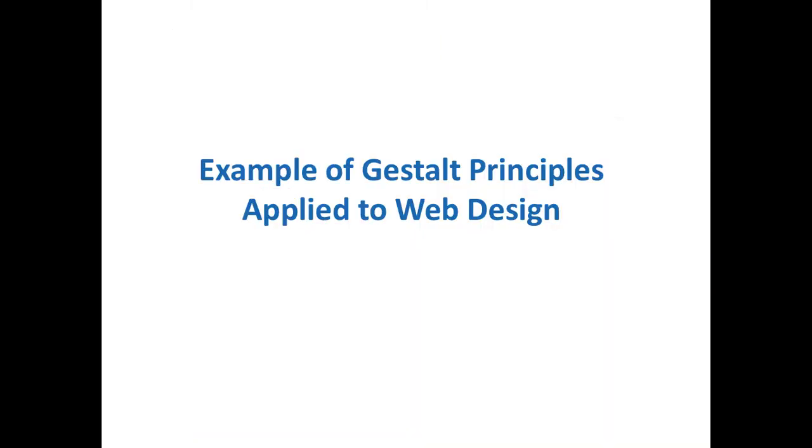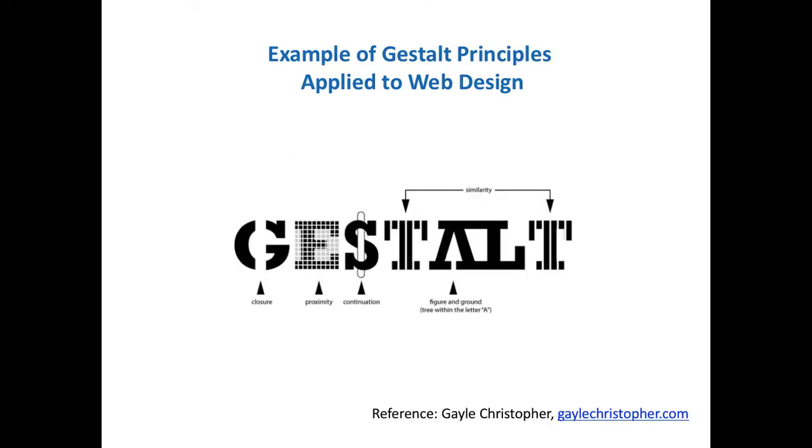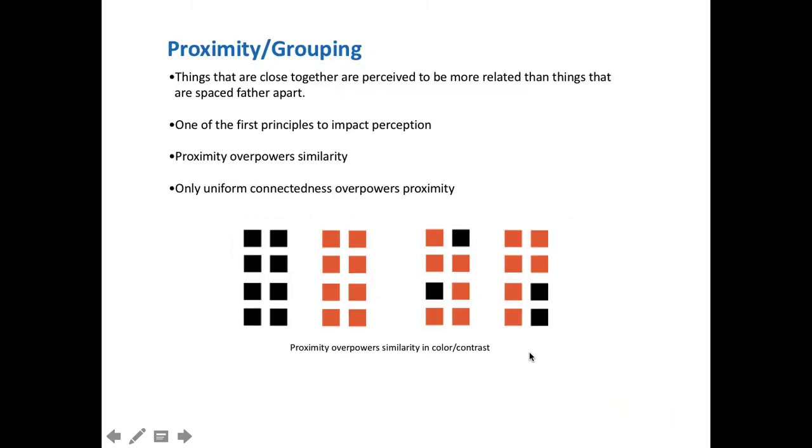So, okay, next, the last part of the Gestalt principle, I will show you how the Gestalt principle has been applied in web design, okay. So you can see this logo, the first one, before we go to the example. In order to understand them: Gestalt, closure, proximity, continuation, similarity, figure and ground, something like that. This design has been developed by this website. You can go and see in detail.